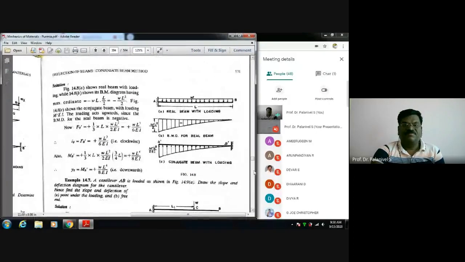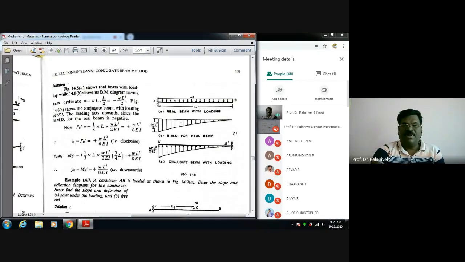Okay. Next, a cantilever beam subject to UDL. Okay. So you know the bending moment diagram for it. WL square by 2 here. Parabolic variation. So he has drawn the M by EI diagram here. Okay. The free end is made fixed. The fixed end is made free. Okay. That is the thing we are doing. This is called the conjugate beam.